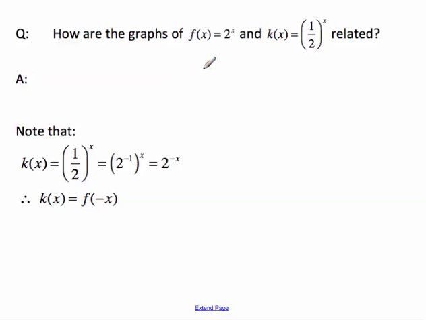So if we ask how are the graphs of f of x is equal to 2 to the power of x and k of x is equal to a half to the power of x related, they are reflections of each other, horizontal reflections of each other in the y-axis. Now, we can also look at why that's true algebraically.